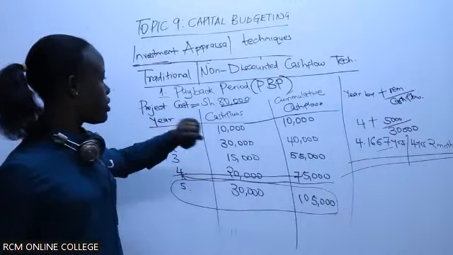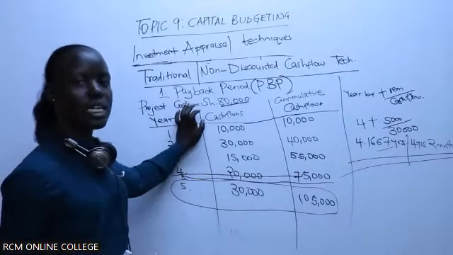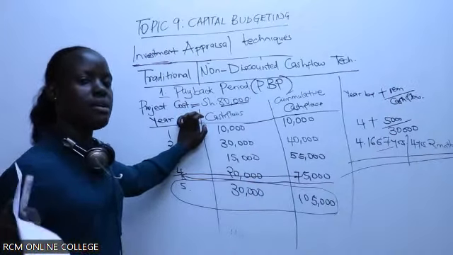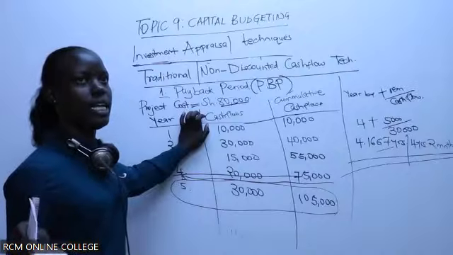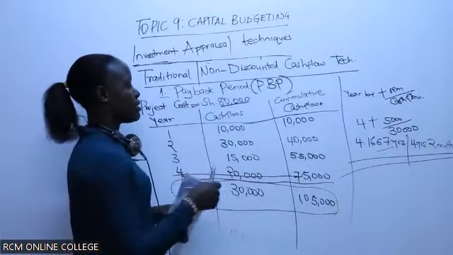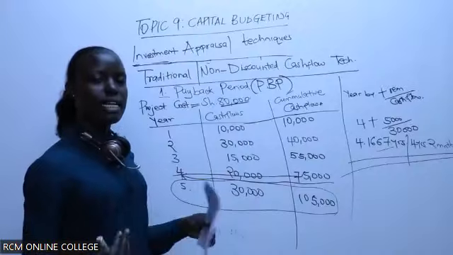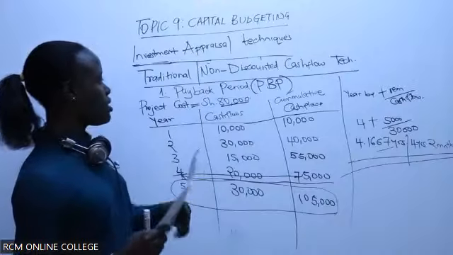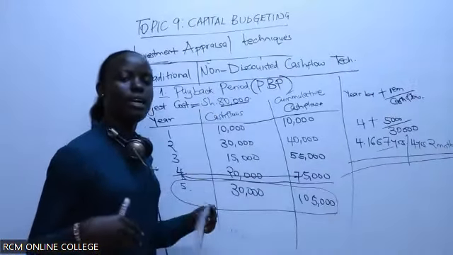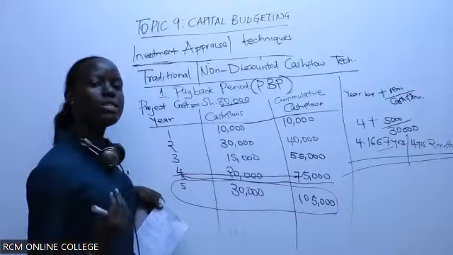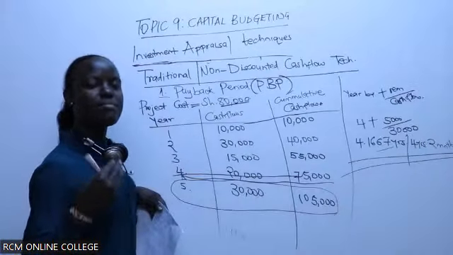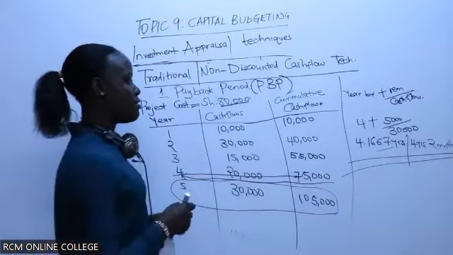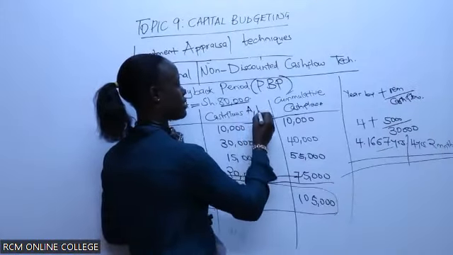Under payback period, you might also be provided with 2 projects that need you to give a comparison of the best project that an individual can venture in. Maybe we have project A and project B, and you're provided with the cash flows of these projects. And now you're told to advise the investor on which project to choose using payback period. In such a situation where you're provided with 2 different investments, for instance, investment A and investment B.